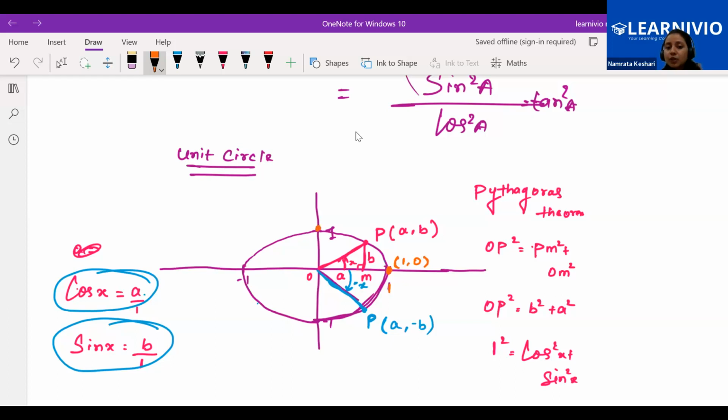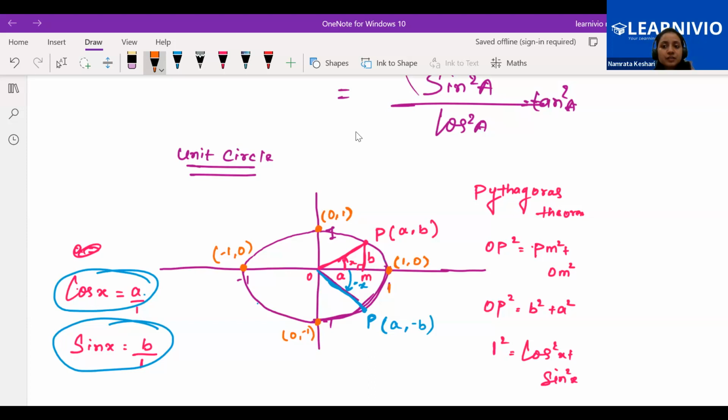Now what about this point's coordinate? Here also we have maintained the unit circle. So this is x is 0, y is 1. We can say that, right? What about this point's coordinate? Here x is minus 1, but y is 0. And what about this point's coordinate? Here x is nothing and y is minus 1. Any confusion so far?